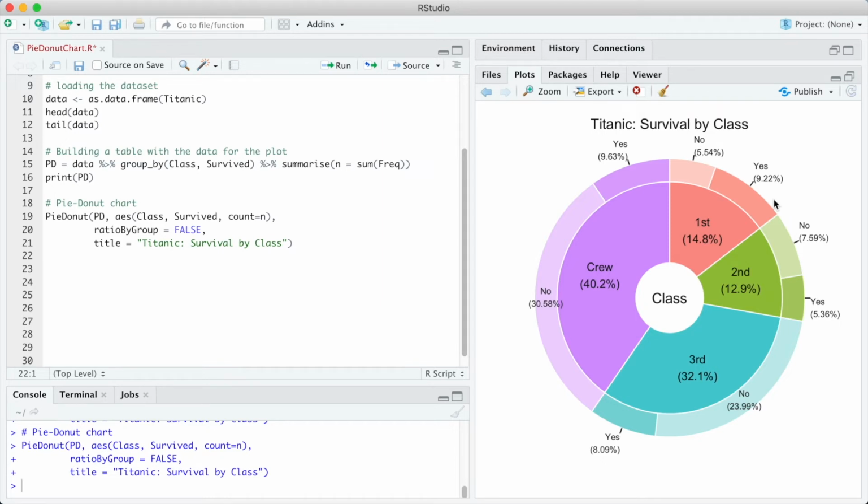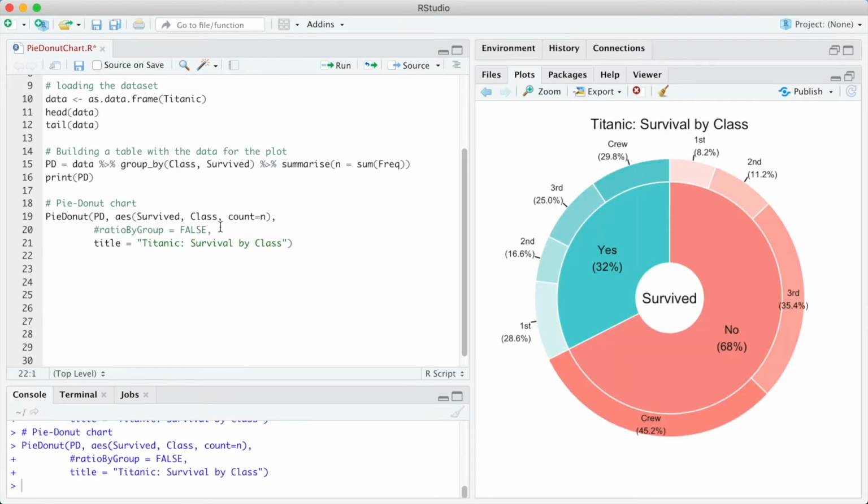Another way of looking at the data is to change the pie and donut categories. In the next chart, the survival data will be presented in the internal pie and the class in the donut. And I will comment the ratio by group equal false. The chart now shows that 68% of the passengers of the Titanic did not survive, from which 45.2% were from the crew.